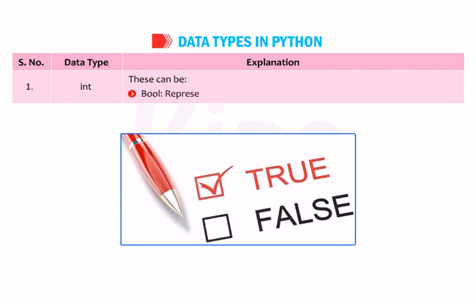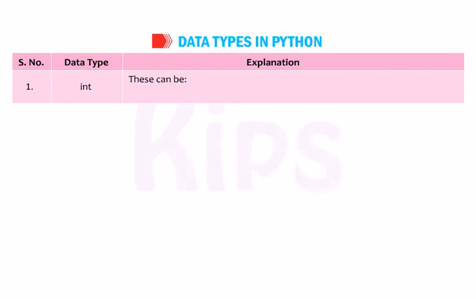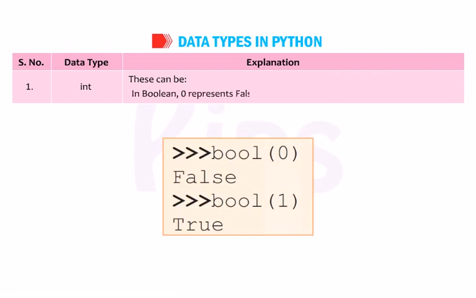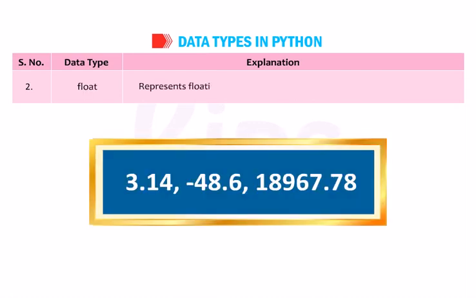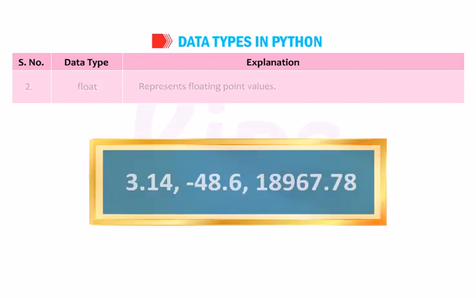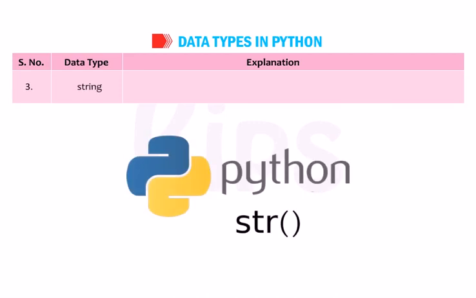Bool represents logical values in the form of True and False. In Boolean, 0 represents False and 1 represents True. 2. Float represents floating point values. 3. String represents a collection of characters enclosed within single or double quotes.